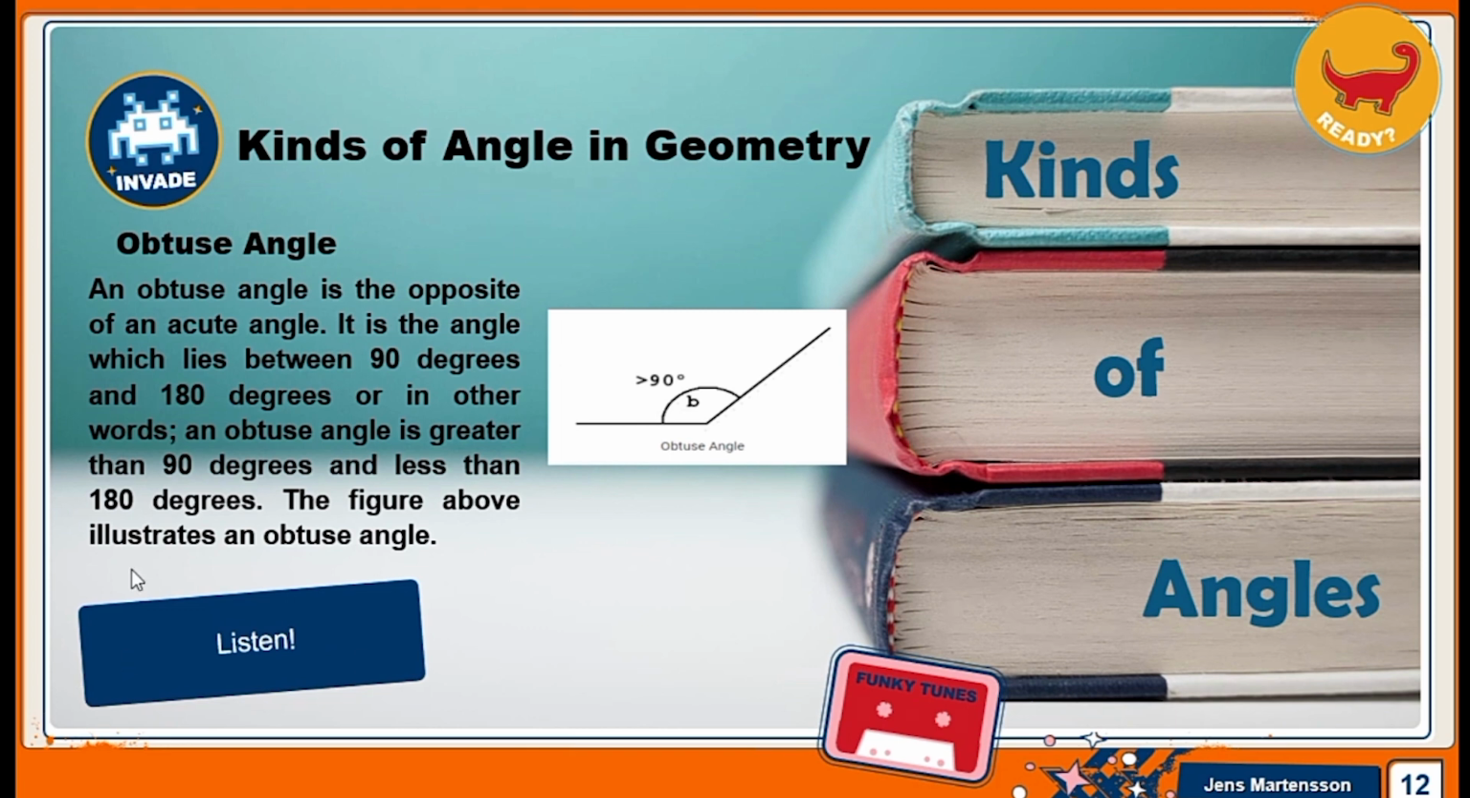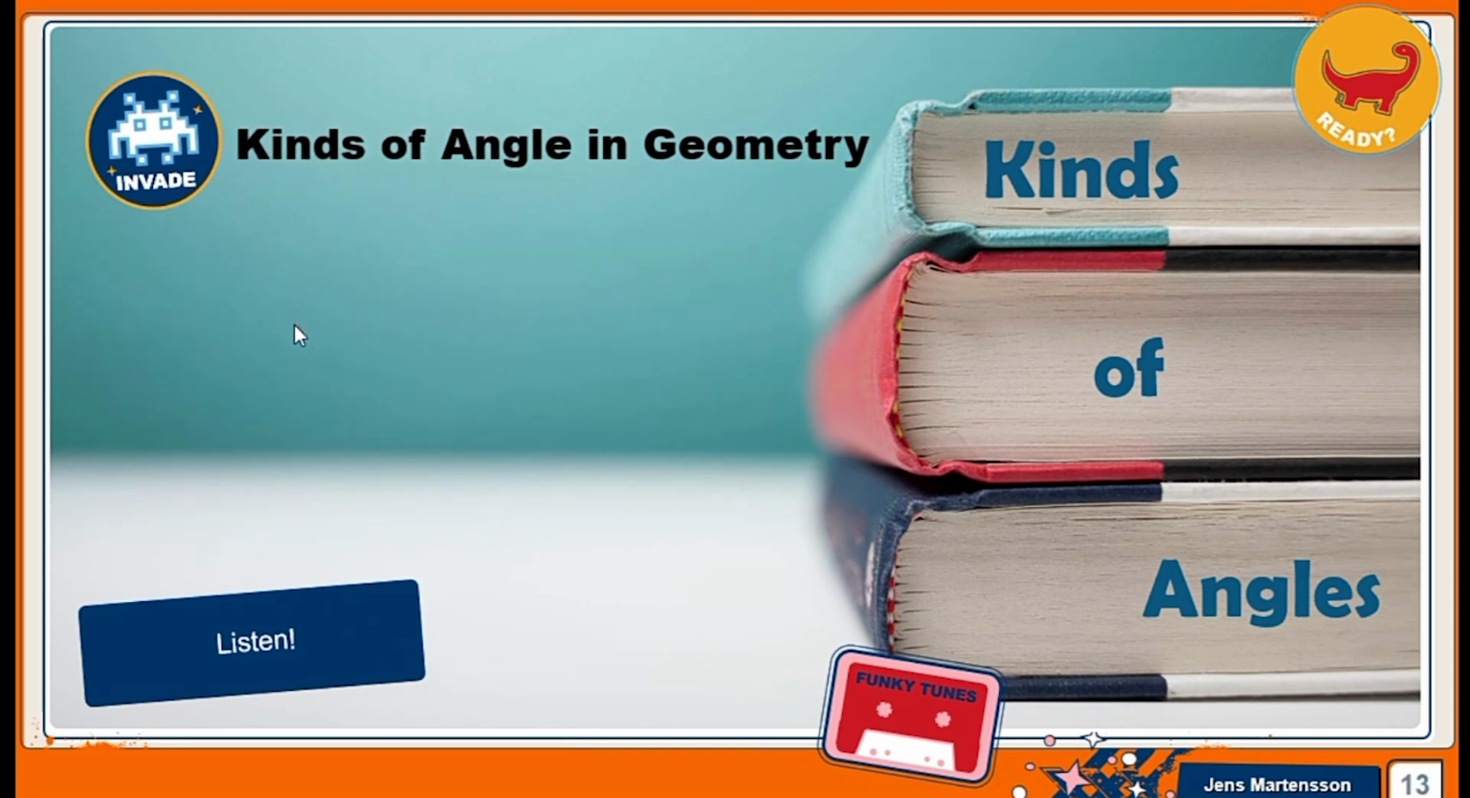If the angle is greater than 180 degrees, that is not an obtuse angle. Later, we will discuss what kind of angle that is. So, if it is greater than 90 degrees, that is an obtuse angle. But if it is less than 90 degrees, that is an acute angle. But if it is less than 180 degrees, that is an obtuse angle, of course. Okay? Do you understand? Okay, let's move on.